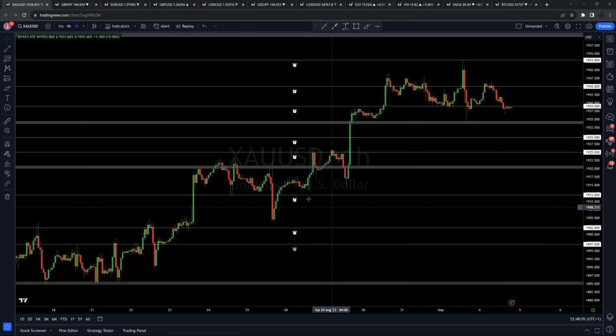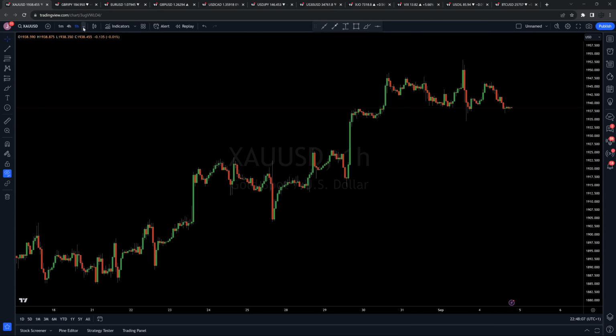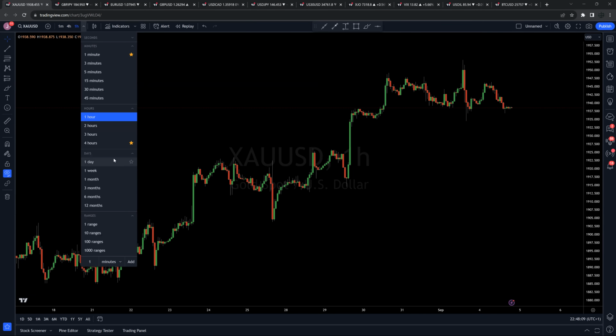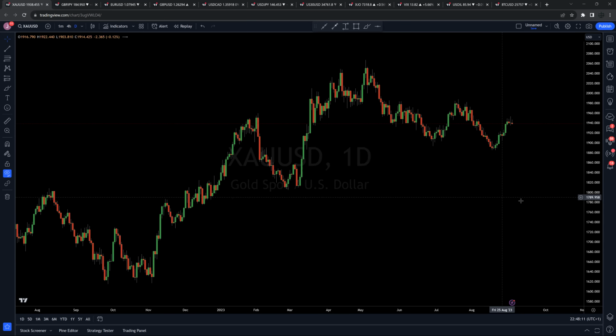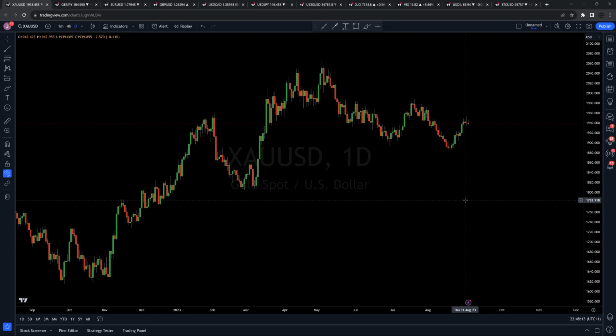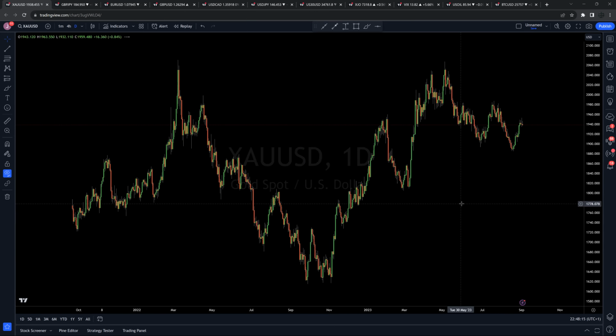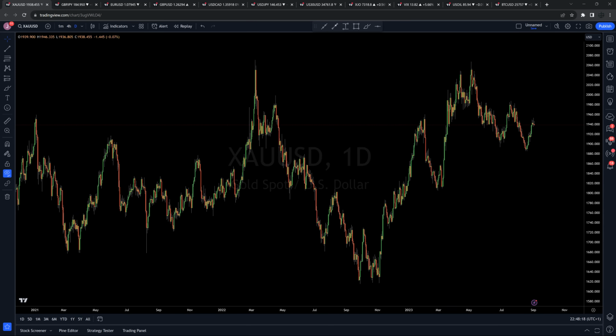Now, we're going to start out here and we'll just go pair by pair. We're going to start out with gold. Then we'll look at dollar individually and dollar pairs, and then our yen pairs and equities.